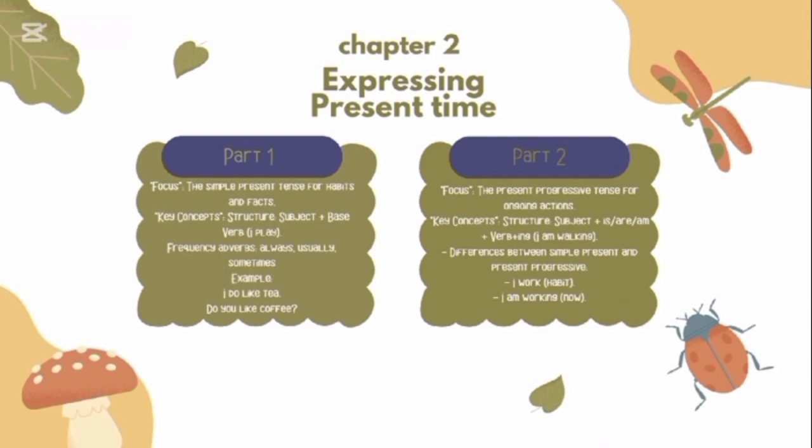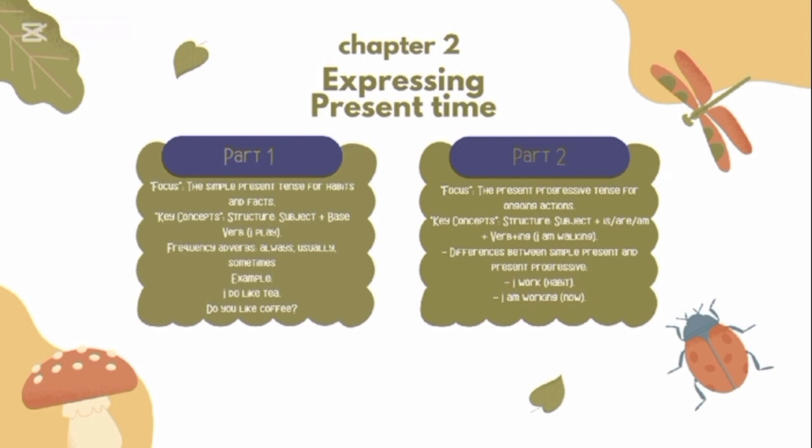Moving on to part 2. In this part we're going to focus on the present progressive tense. It's used for ongoing actions. For example, I'm reading a book. They are studying for an exam. From these examples, we can hear that the key concept is subject plus to be, such as is, are, am, and then plus verb-ing.